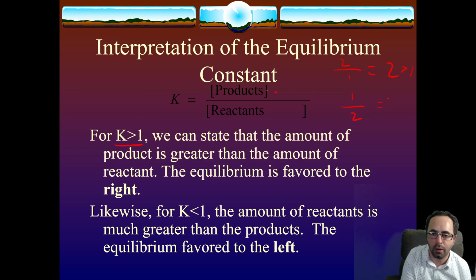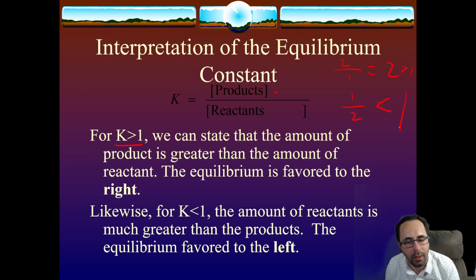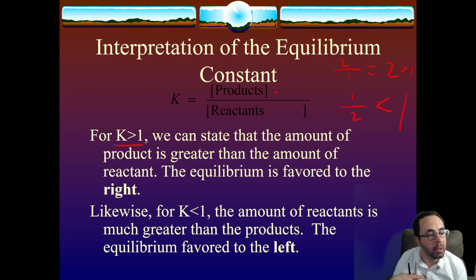If you have more products than reactants, you'll get a K that's greater than 1. If you have more reactants than products, you'll get a K that is less than 1. And so if we have a measurement of the equilibrium constant, we can tell that a reaction will produce more products than reactants at equilibrium if its equilibrium constant is greater than 1. And it will have more reactants than products if the K is less than 1.